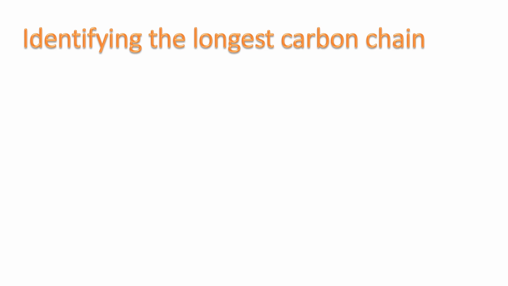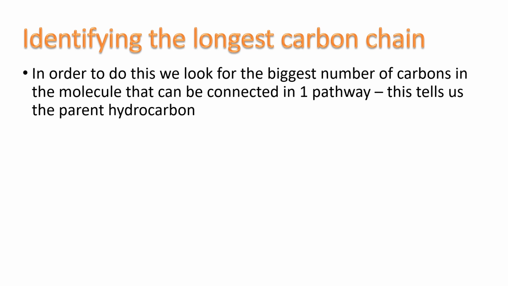Okay, so the first thing we're going to practice is identifying the longest carbon chain. In order to do this, we need to look for the biggest number of carbons in the molecule that can be connected in one pathway. Now this will make a wee bit more sense as we go through examples. When we find this, this will tell us what the parent hydrocarbon is.